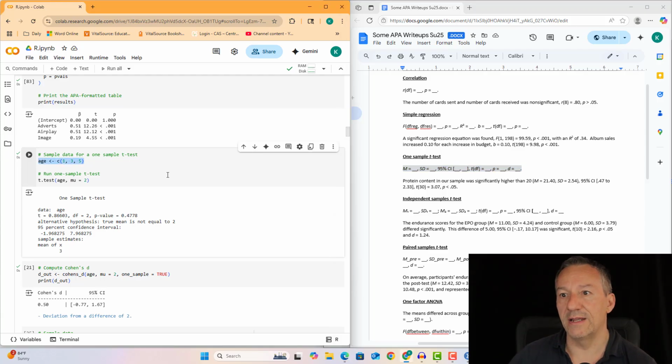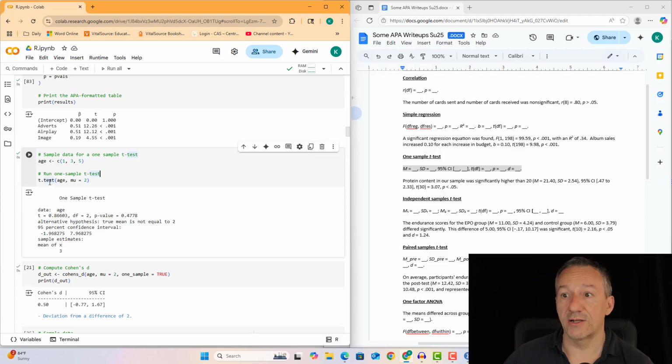That's our data. On most of these, I just pull up data from GitHub. This is how you would actually create a data set if you wanted to. I'm creating a data set called age. And with this, the c means create, and then in parentheses, you'd have your data. I could put a comma and put in more data if I had it. That creates that data set.